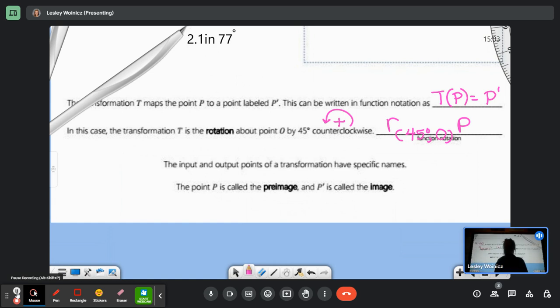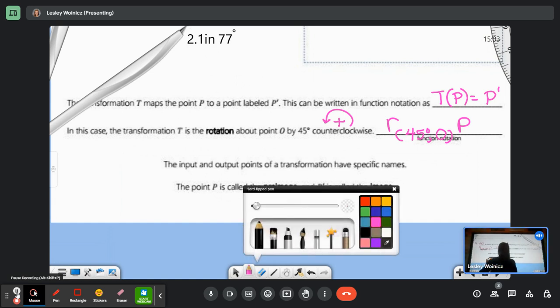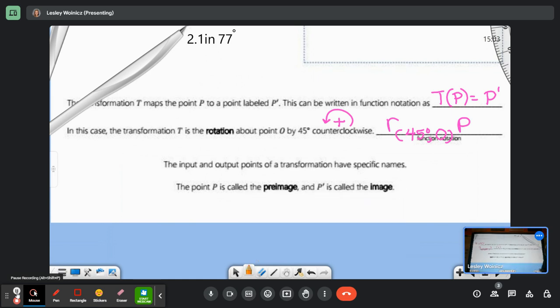The input and output points of a transformation have specific names. The point P is called the pre-image. That is the input. And P prime is the image. That is the output. You can see that P is in the x spot if you think about f of x, and x was input. You guys remember that from last year? Perfect. All right, let's flip.